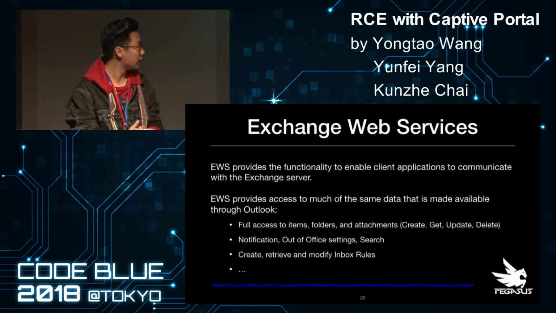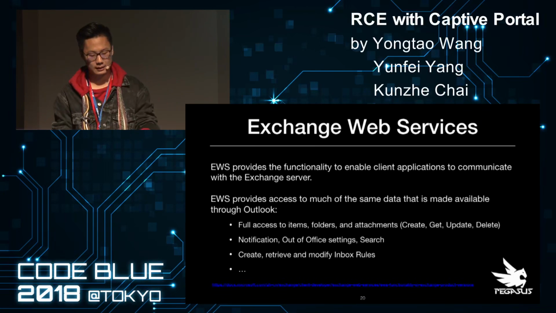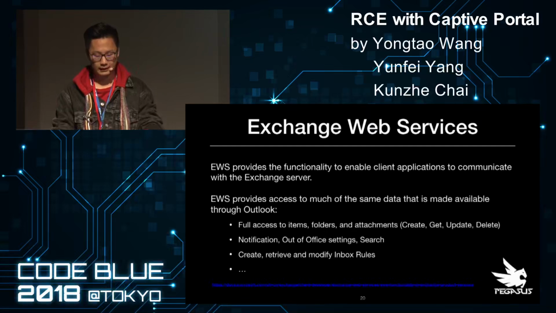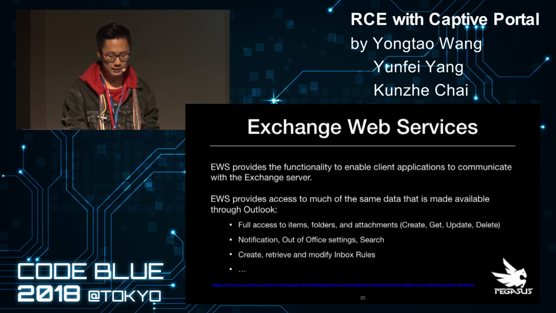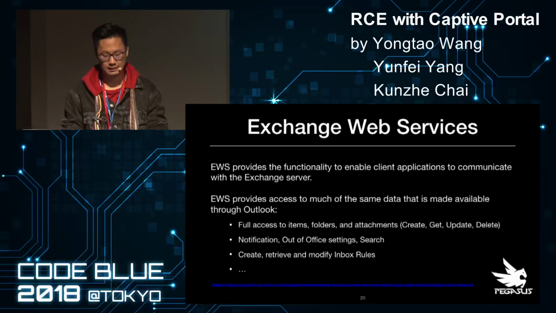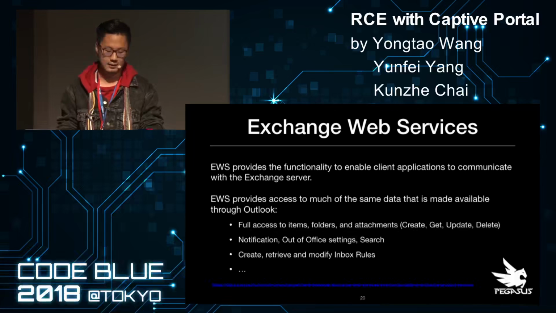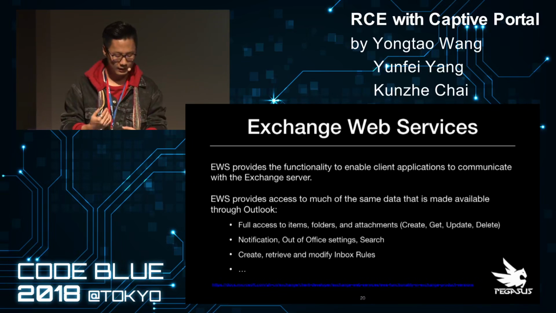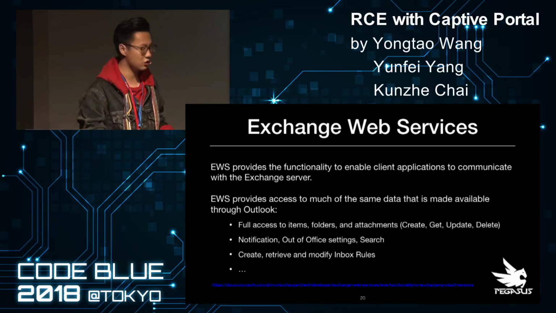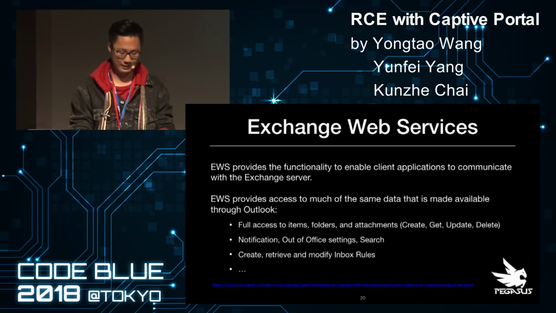Let's have a look at the Exchange Web Service. EWS provides the functionality to enable clients' applications to communicate with the Exchange server. It provides access to much of the same data that is made available through Outlook, including access to items, folders, and files, such as create file, get file, update file, delete file, and notification of office settings, search, and others. And that blue word is the URL.